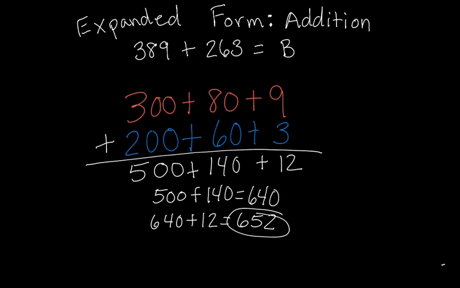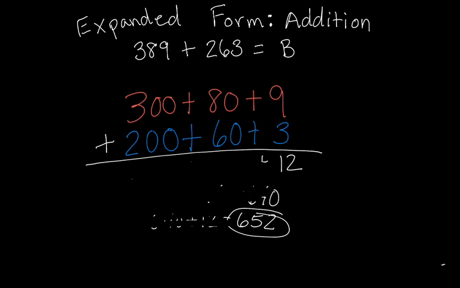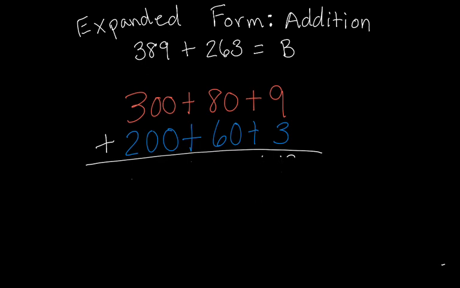Now, we can back it up and do it the way that a lot of us are used to doing it, just so we can see both ways. Let me erase this real quick. Alright. So then we could do 9 plus 3 is 12, so we drop the 2. Carry the 10 over here.